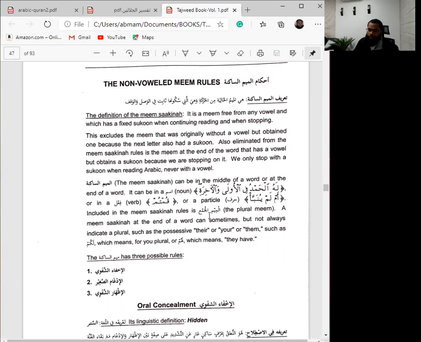Included in the meem sakina rules is mimul jama', the plural meem. A meem sakina at the end of a word can sometimes, but not always, indicate a plural, such as the possessive their, or your, or them, such as lakum, which means for you, plural, or lahum, which means they have.